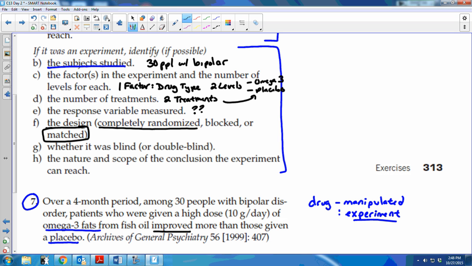Whether it was blind or double blind, because there was a placebo, it's definitely single blind. I guess it could have been double blind, but they didn't tell us.